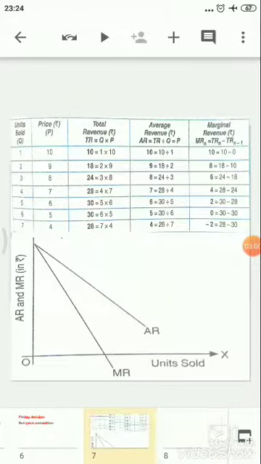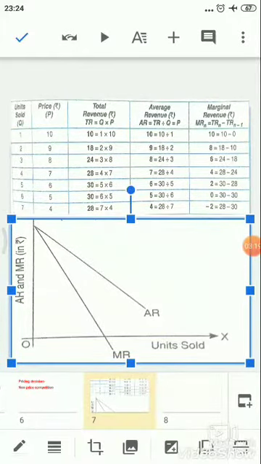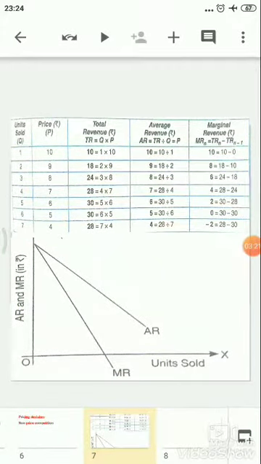Now let us take the marginal revenue. Now for the first unit, the marginal revenue is 10. Second unit, 18 minus 10 will give you 8 marginal revenue. Now you see the behavior of marginal revenue. Marginal revenue is continuously falling, right? 10, 8, 6, 4, 2, 0 and minus 2.